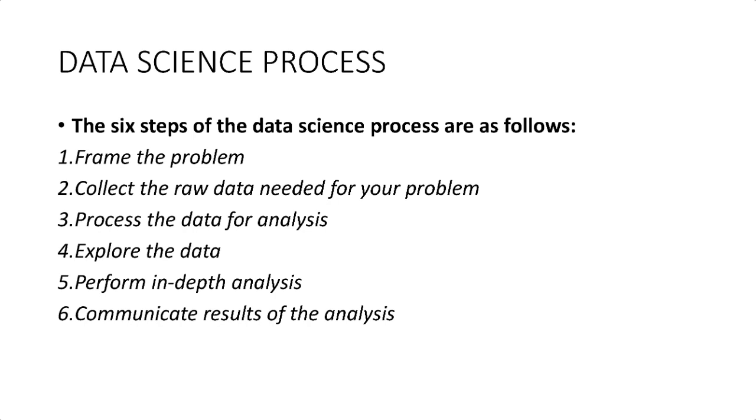So, let us learn what the data science process is in detail and what are the steps involved in a data science process. The 6 steps of the data science process are as follows. Frame the problem. Collect the raw data needed for your problem. Process the data for analysis. Explore the data. Perform in-depth analysis. Communicate results of the analysis.